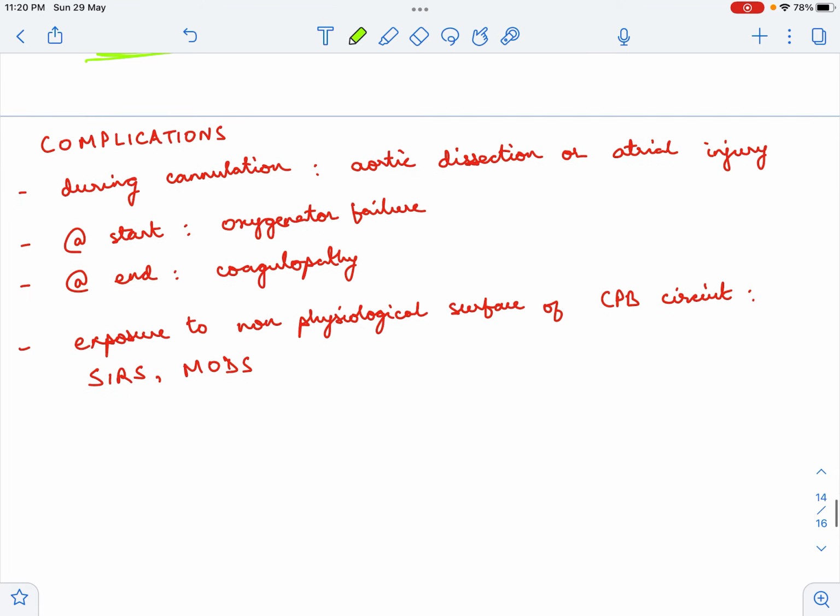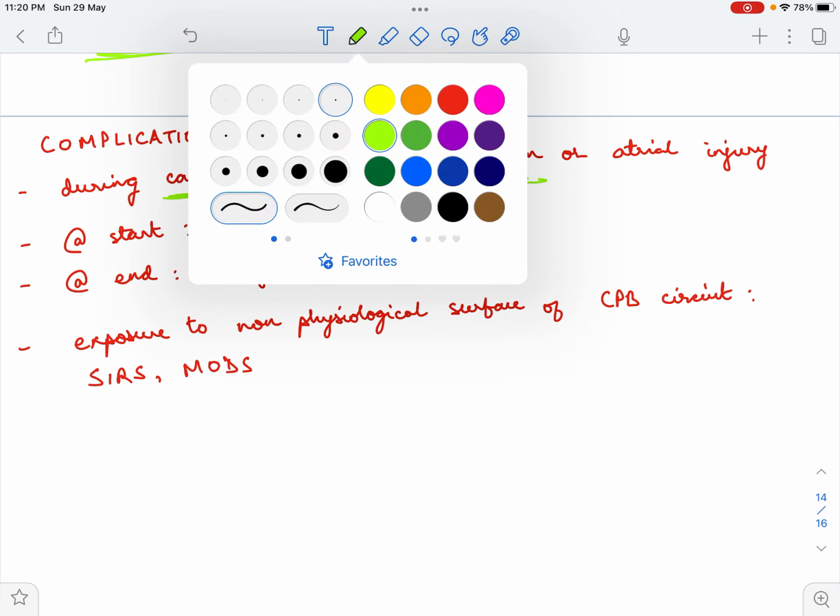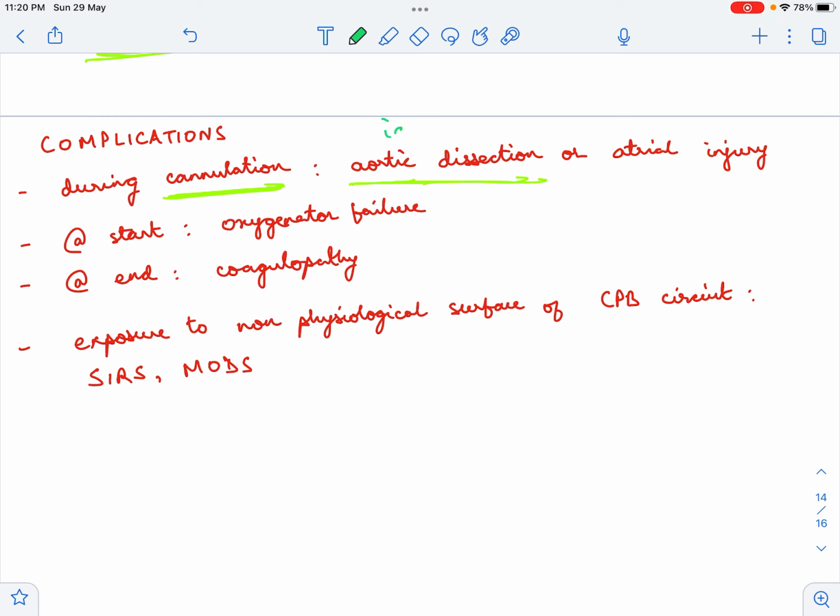Okay. So, now we have a brief overview of the cardiopulmonary bypass machine. Now, let us look at the complications. Complications can occur at various steps. While you are inserting the cannula, what complications can happen? The patient can suffer an aortic dissection. This is an iatrogenic aortic dissection. That means you are giving this aortic dissection to the patient, or there can also be atrial injury.